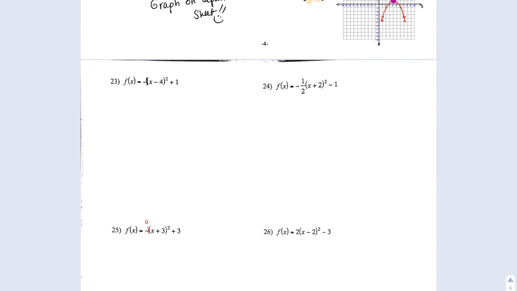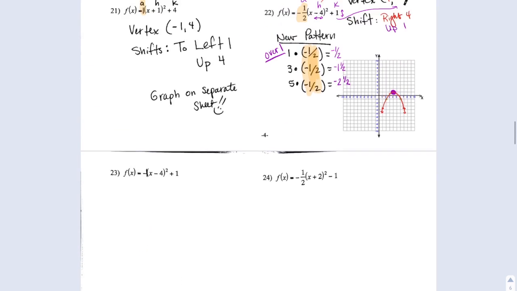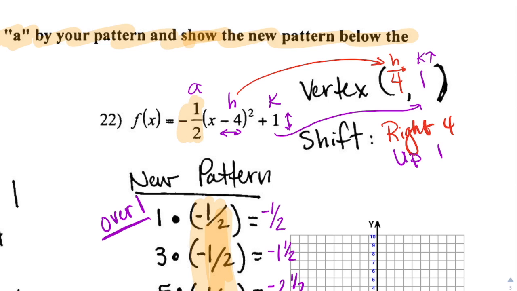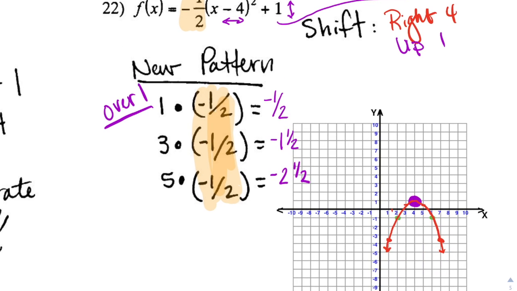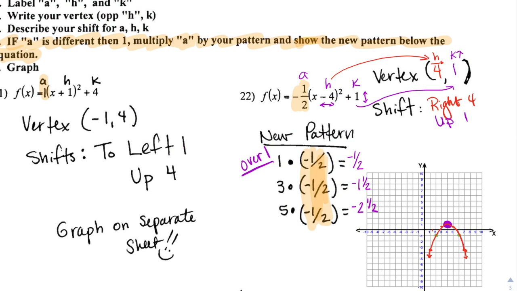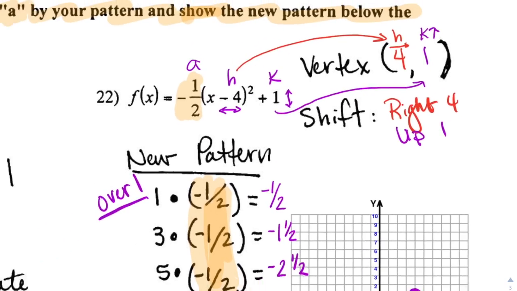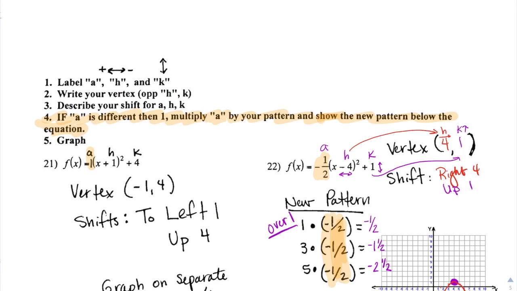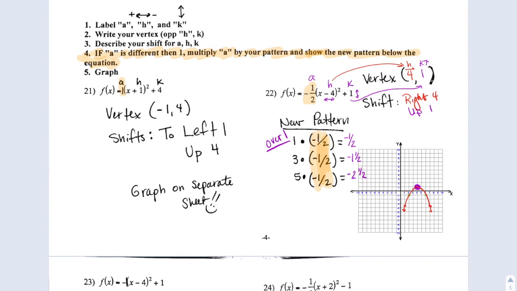So give that a shot, but again, remember, just take it one step at a time. Find your vertex first, decide your shift, multiply your pattern, and then focus on graphing it. So one chunk at a time. You could find your vertex on everything first and your shift, and then go back and worry about your pattern after. So you can take the assignment one chunk at a time. All right, now give that a shot.